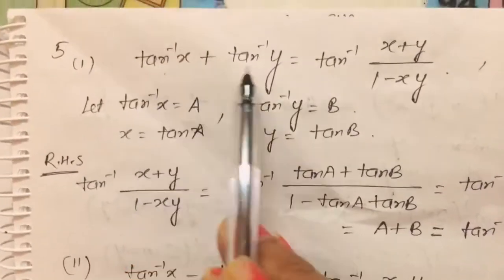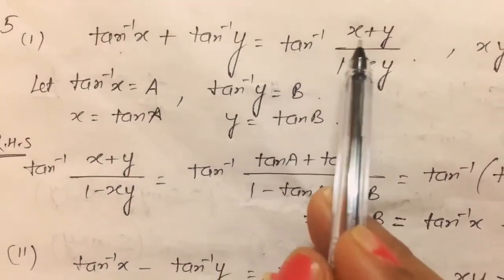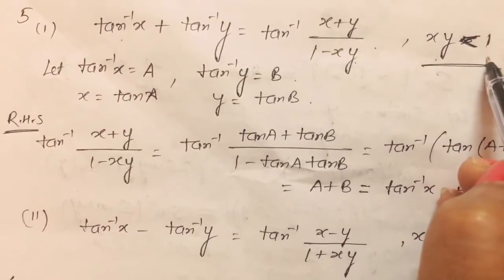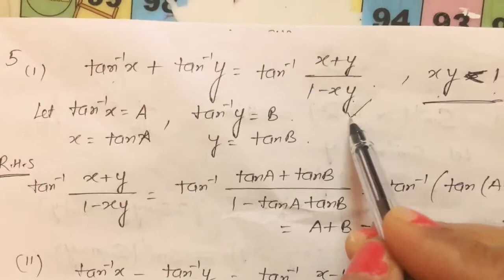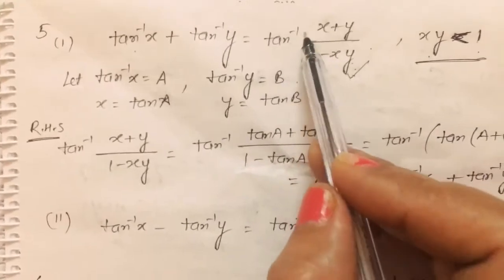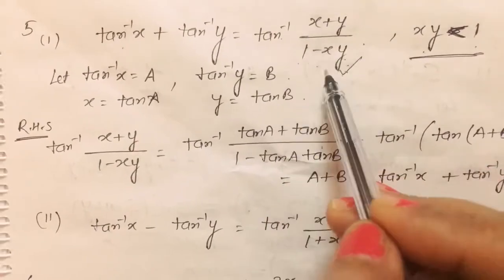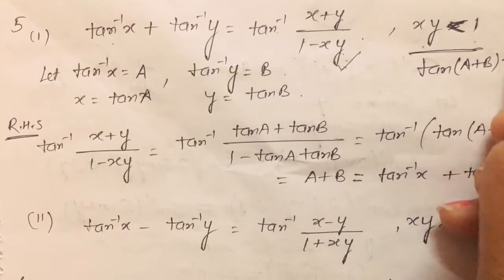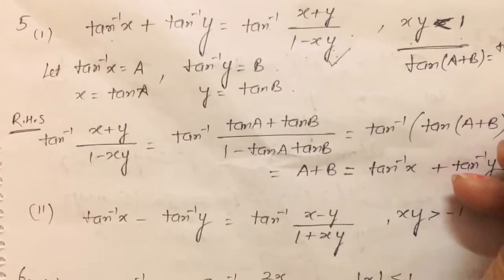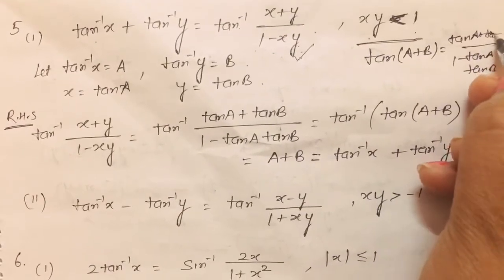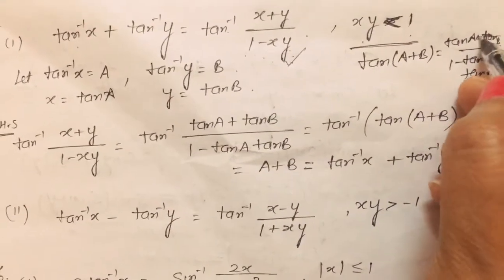Now come to the fifth property. Tangent inverse x plus tangent inverse y is equal to tangent inverse of x plus y upon 1 minus xy, and this property only holds when xy is less than 1. It means this should be positive, it should not be negative or 0. And we know this from one formula we read in an earlier class: tangent of a plus b is equal to tan a plus tan b upon 1 minus tangent a tangent b. And you have revised these formulae also.